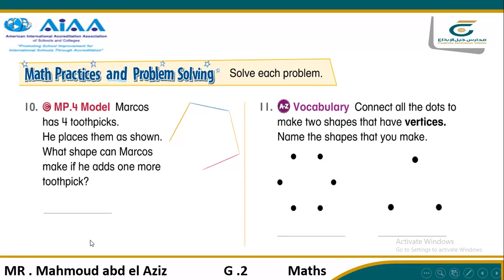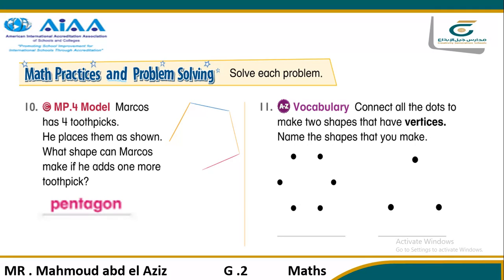So dear students, here is another question. Marcus has 4 toothpicks. He placed them as shown. What shape can Marcus make if he adds one more toothpick? Look here, we have 4 toothpicks. If we add another one here, which shape will you get? Excellent, it's a pentagon. So here you will write pentagon. Another question.